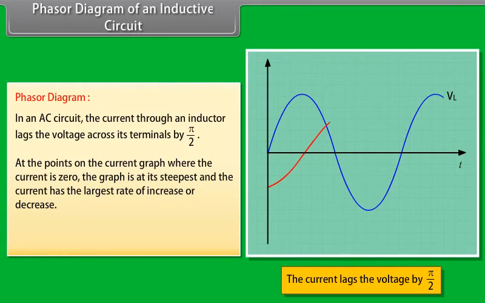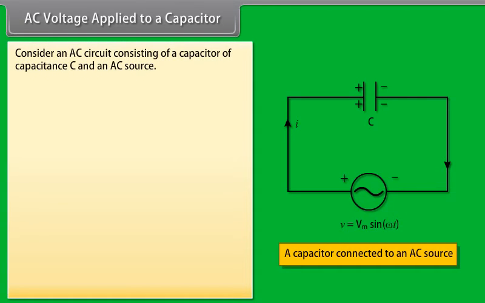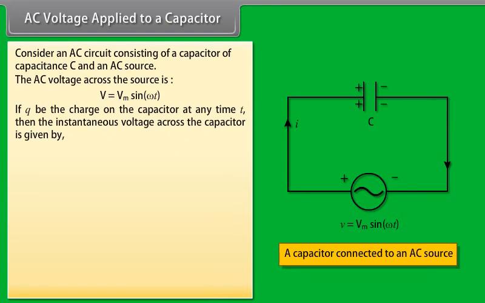Inductive reactance. From the expression Vm upon omega L, we see that the quantity omega L plays the same role as resistance and is called the inductive reactance of the inductor, denoted by XL. XL is equal to omega L. The amplitude of the current in a purely inductive circuit is given by Im is equal to Vm upon XL. Power delivered to an inductor.